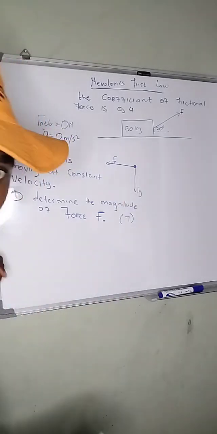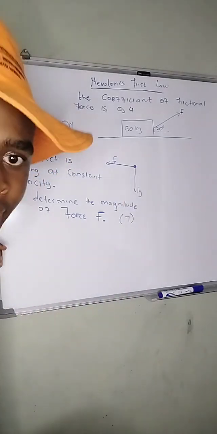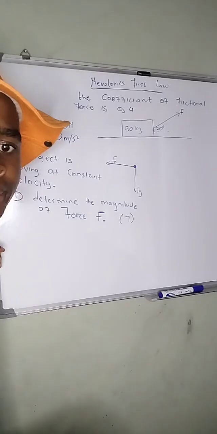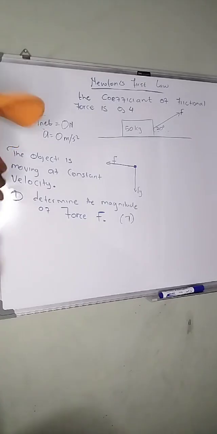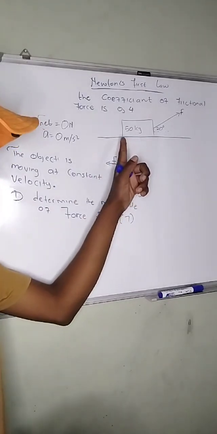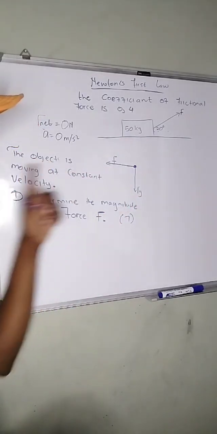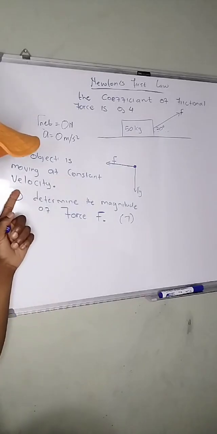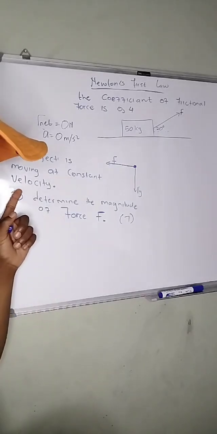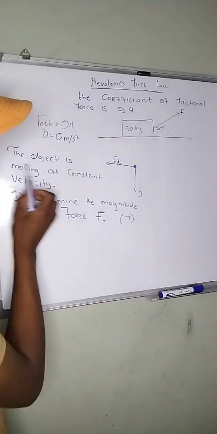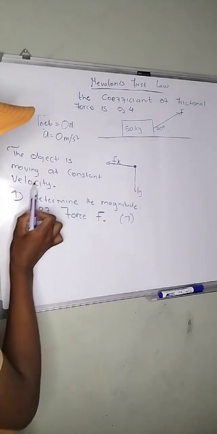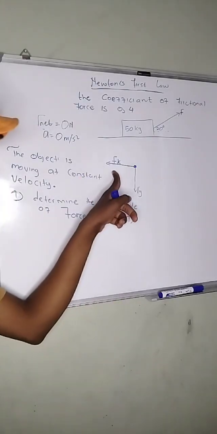What type of friction do I have there? This object is moving, by the way. It's moving at constant velocity. Yes, it's going to be Fk. The object is moving at constant velocity, so I'm going to have Fk there, right?